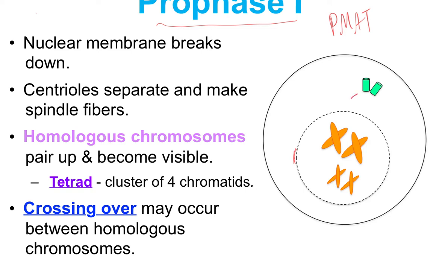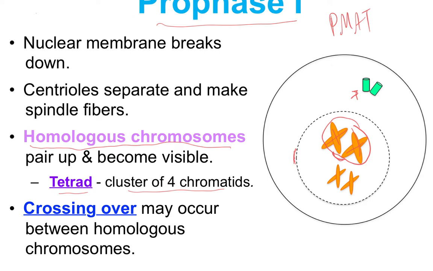And these centrioles, you remember from cell organelles, separate and make these spindle fibers. These homologous chromosomes are going to pair up and they'll become visible. So these are homologous pairs, homologous chromosomes. They're duplicated chromosomes, and they are going to form these tetrads. These are a cluster of these 4 chromatids. 1, 2, 3, 4. And this all together is what we call a tetrad.